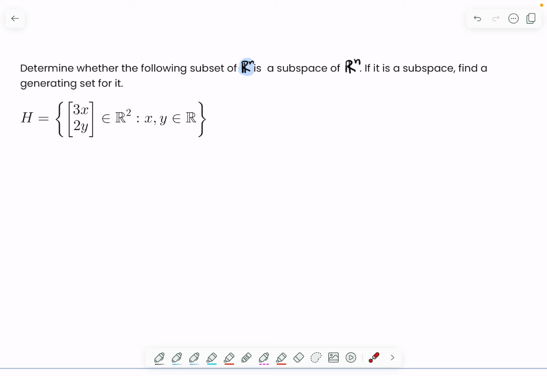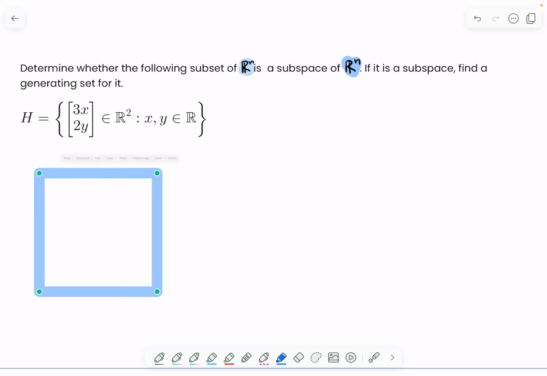We're told to determine whether the following subset, so this is a subset of R^n, some vector space, they're telling us specifically that that vector space is R2. We want to know if this subset is a subspace of that vector space. So just to give you a picture, let's call this box a vector space of R2. And we know it is a coordinate plane. And we know that the subset is something inside that vector space, that box. So then the question is, is this subset H a subspace?